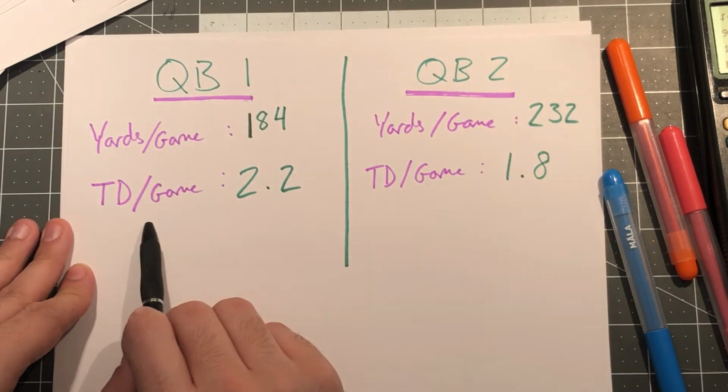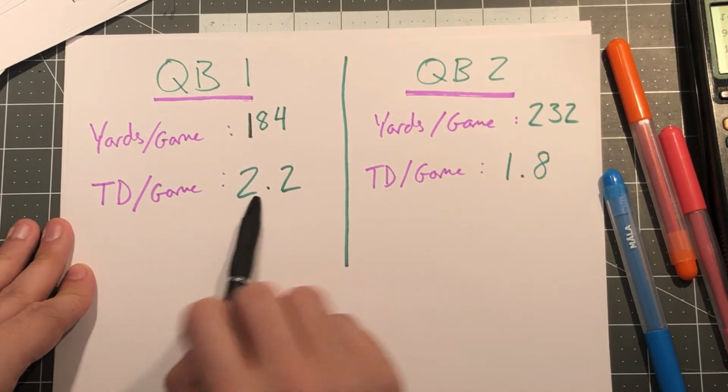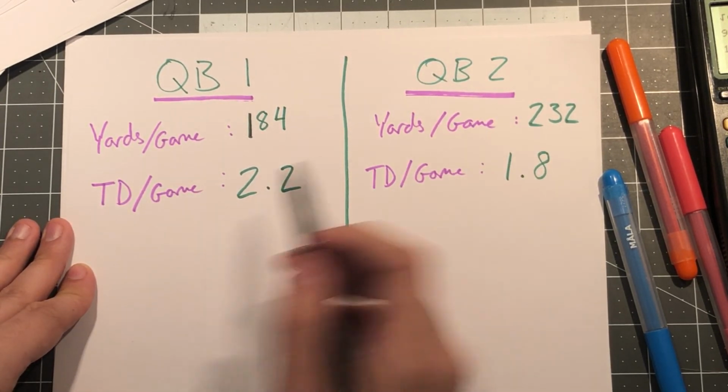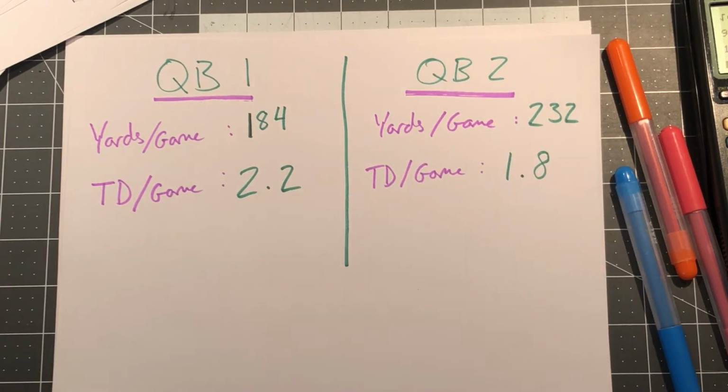Okay, quarterback 1, though, is averaging 2.2 touchdowns a game, because it's an average. That's how it can be a decimal. So averaging 1.8 a game. And the question is, which quarterback is better? Which quarterback do you want to score you the most points? Of course, we're forgetting the idea of like how much is a yard in fantasy. We'll say touchdowns. Let's just not say any specifics.